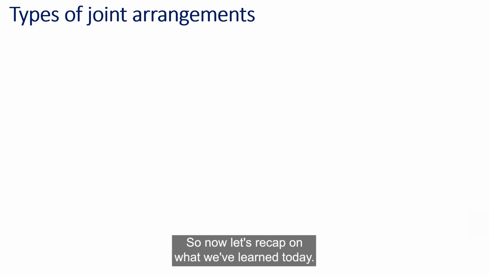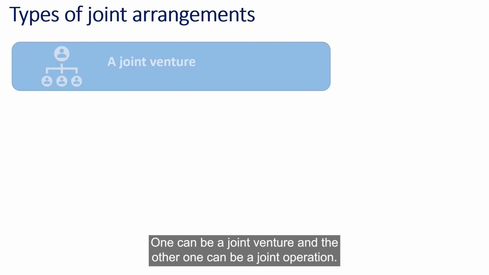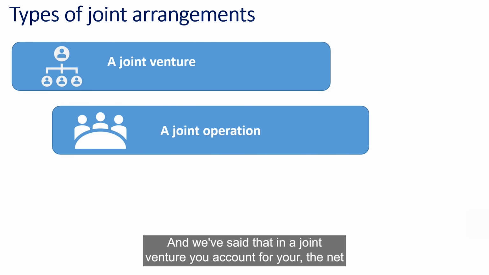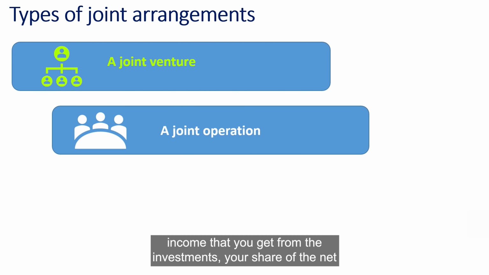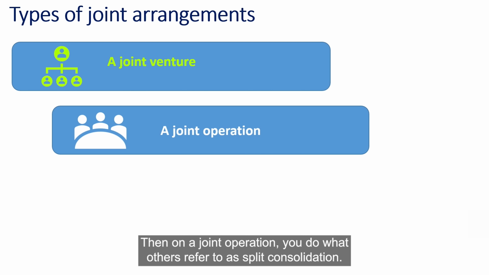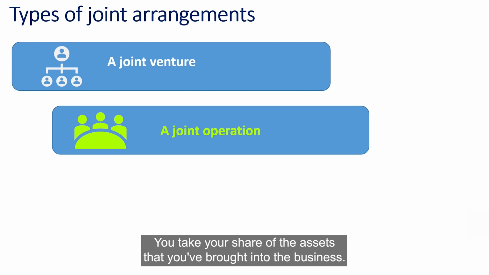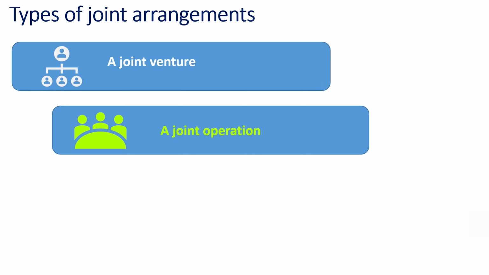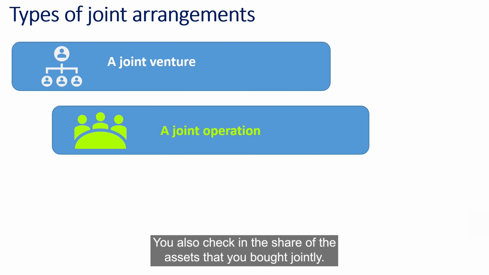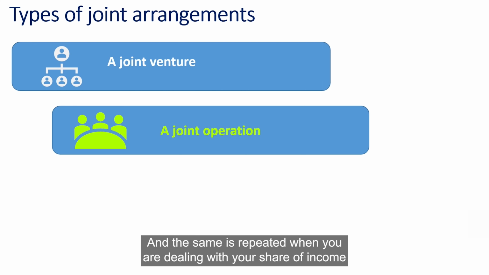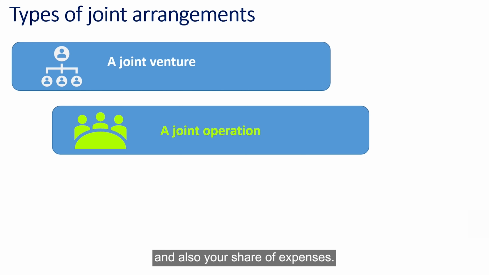So now let's recap on what we've learned today. We've learned that there are two types of joint arrangements. One can be a joint venture and the other one can be a joint operation. And we've said that in a joint venture, you account for the net income that you get from the investments. Your share of the net income is what you account for. Then on a joint operation, you do what others refer to as split consolidation. You take your share of the assets that you've brought into the business. You also take in the share of the assets that you bought jointly, and the same is repeated when you are dealing with your share of income and also your share of expenses.